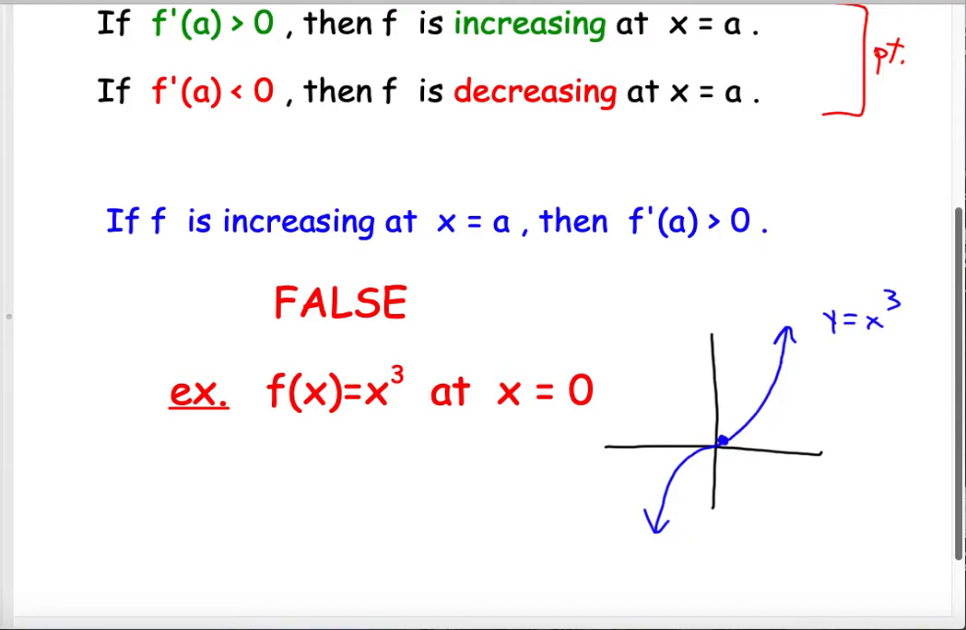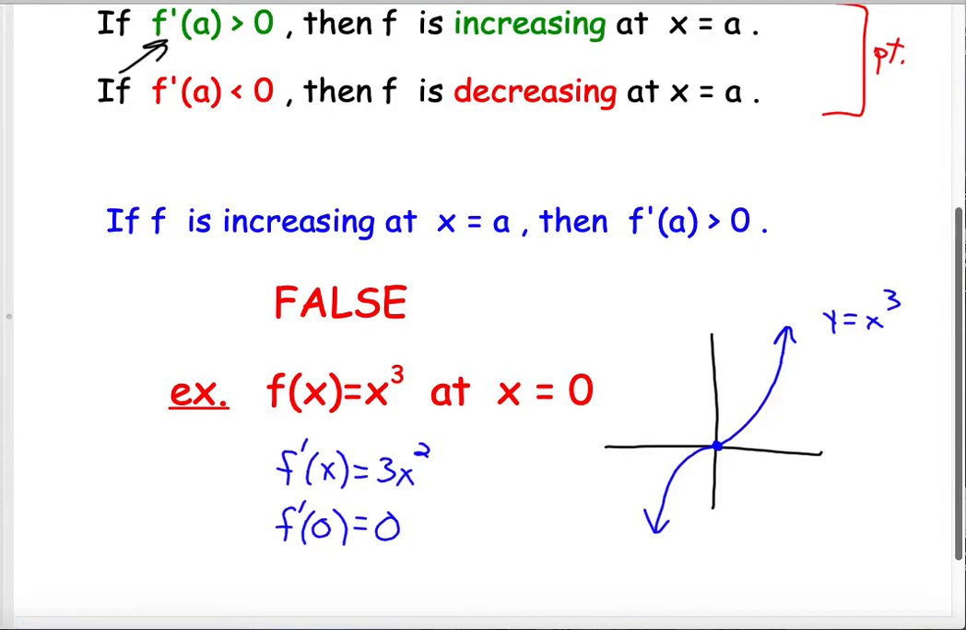So therefore we should say that it's increasing at 0, but the derivative at 0 is going to equal 0. So the derivative is not positive, yet it's increasing there. So going back, let's make an arrow for this.